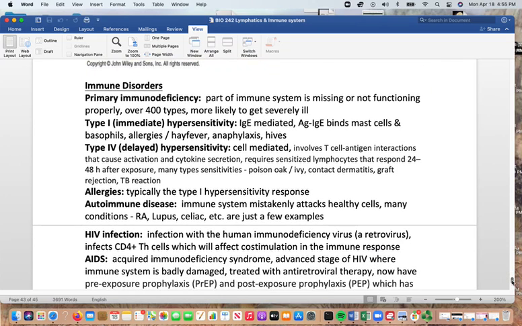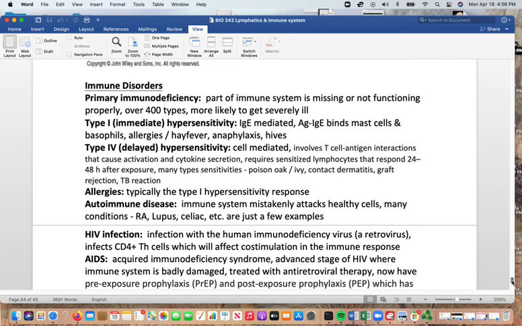So when we look at some immune disorders, primary immunodeficiency means part of the immune system's missing or not functioning. There's over 400 types of these. These people are more likely to get severely ill. With a type 1 immediate hypersensitivity, it's IgE mediated. So your antigen and IgE bind to the mast cells and basophils. This would be things like your seasonal allergies or hay fever, local anaphylaxis, and hives. So it can also be a systemic anaphylaxis.